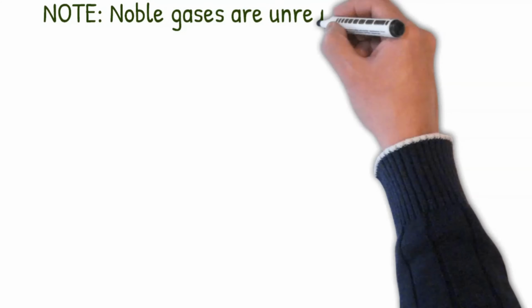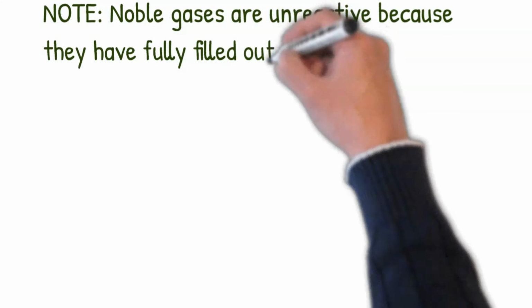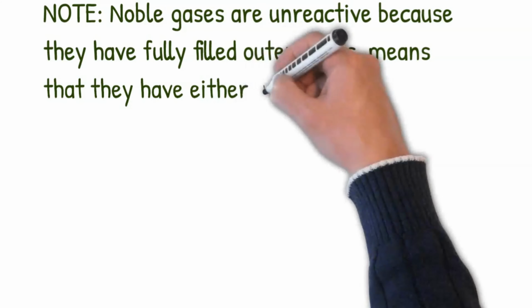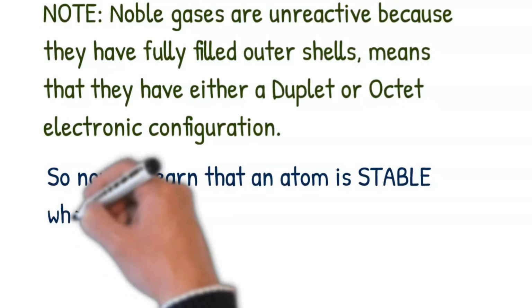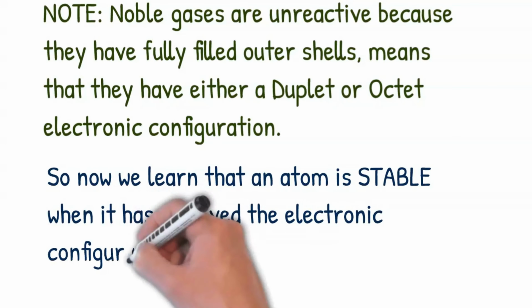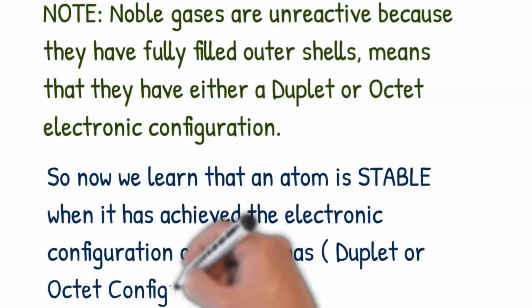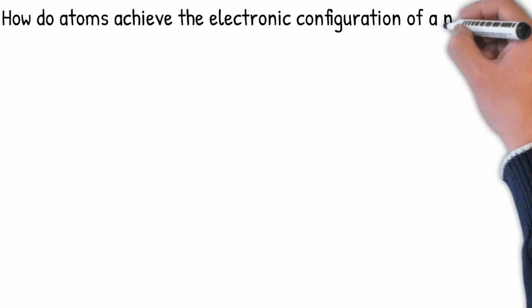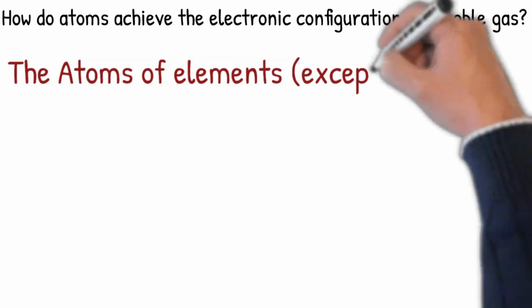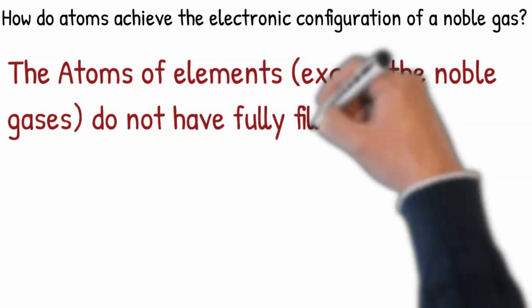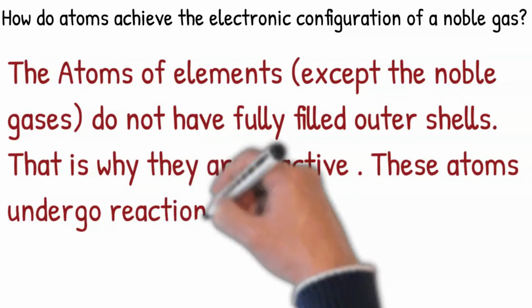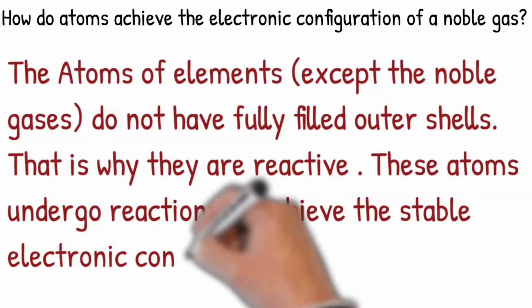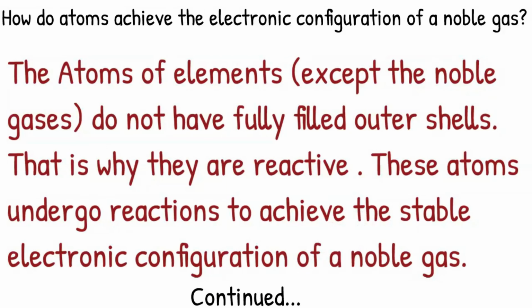Note, noble gases are unreactive because they have fully filled outer shells, means that they have either a duplet or octet electronic configuration. So now we learn that an atom is stable when it has achieved the electronic configuration of a noble gas, duplet, or octet configuration. How do atoms achieve the electronic configuration of a noble gas? The atoms of elements, except the noble gases, do not have fully filled outer shells. That is why they are reactive. These atoms undergo reactions to achieve the stable electronic configuration of a noble gas.